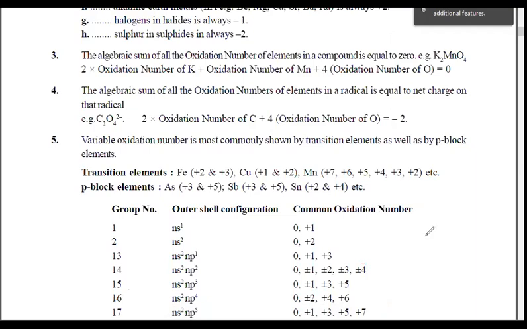Even if you don't remember, how can you calculate? For example, the 15th group has 5 electrons, for example phosphorus. So it has to reach either 8 or 0. In order to reach 8, it will take 3 electrons, so the minimum oxidation number is -3. And it can lose 5 electrons, so +5. See, ±1, ±3, ±5.